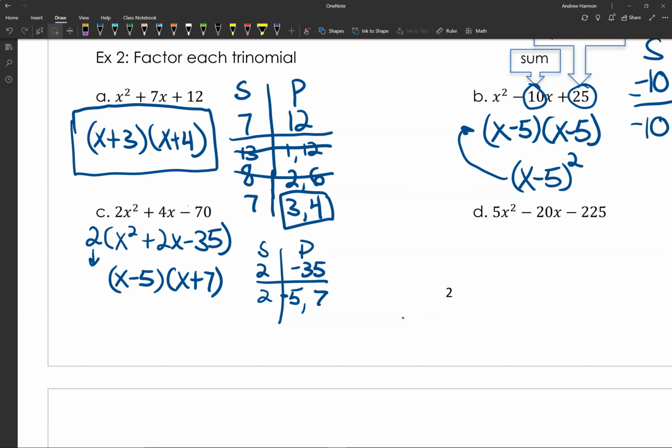Then all I need to do is bring down that 2. And that is the final answer there. Now if you multiplied all this back out, you would get back to this original expression.